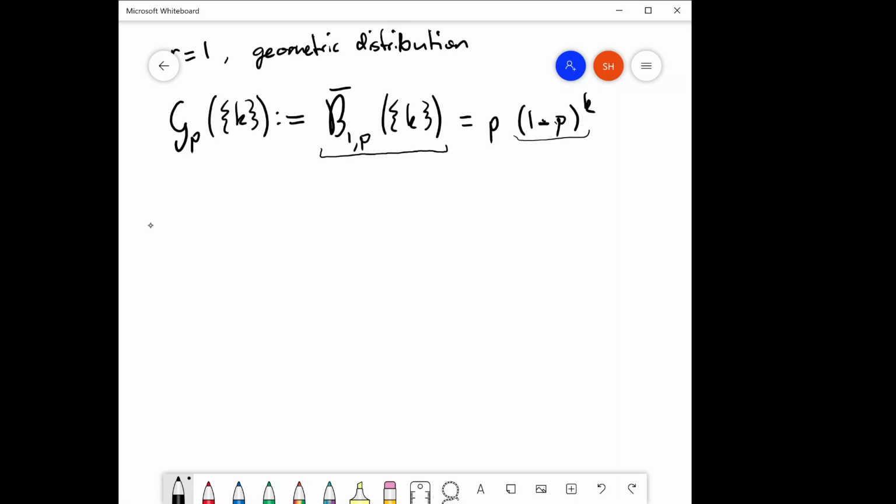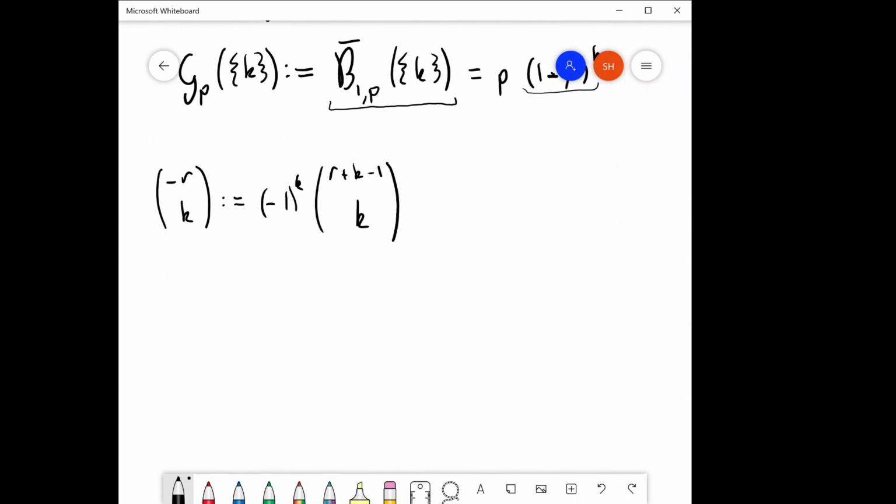So these are when you've got a negative number in the top of your binomial coefficient. This is by definition minus 1 to the k, r plus k minus 1, choose k. Okay, and well, great, we've given it a definition. Now, why might one want to define this negative binomial coefficient in this way?